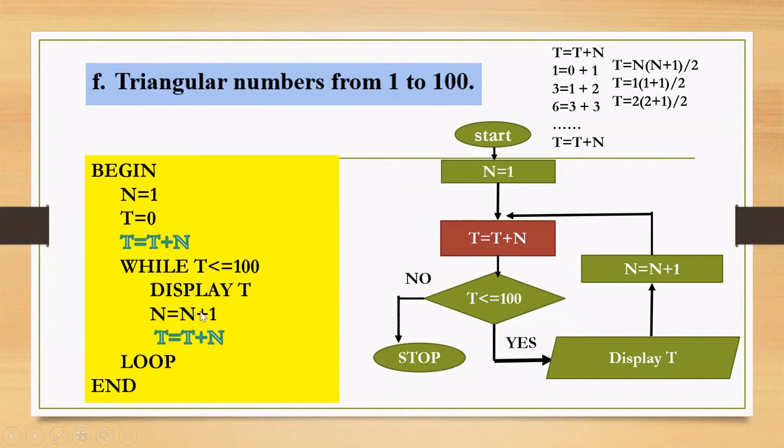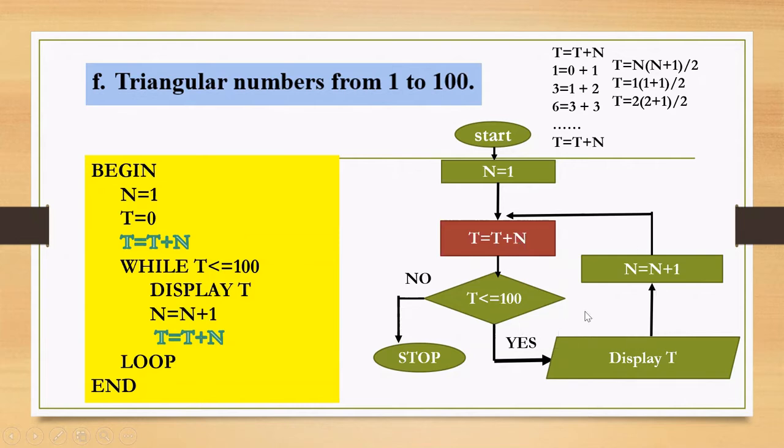Display t. Then n should be increased by 1. This is the previous t, which is now 1. 1 plus 2, because n is 2, gives 3. Now 3 is less than or equal to 100, so n becomes 3. Then 3 plus 3 is 6. So just like that, it is repeating. I use the same way, so this is very easy.